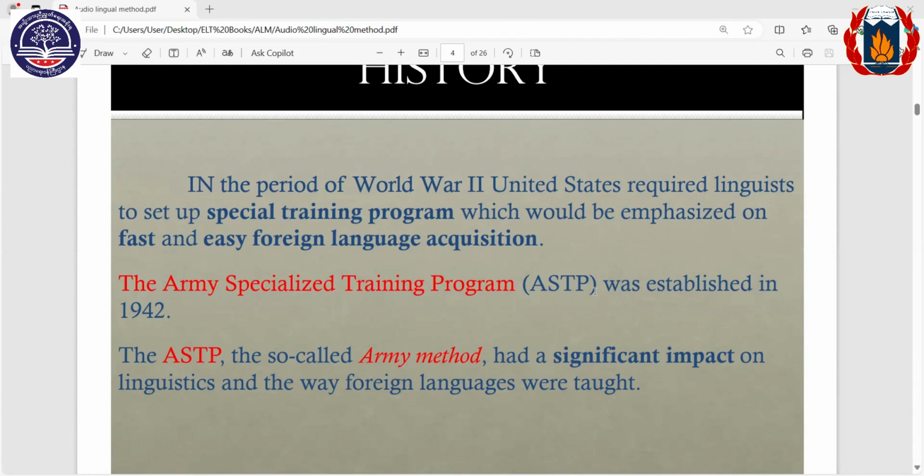Actually, whenever you think about language theory and educational theory, most of them are used in the military sector, especially. That's why the audio-lingual approach is also called the Army method, right? This has an obvious impact on the language scholars and also the way of teaching foreign languages.